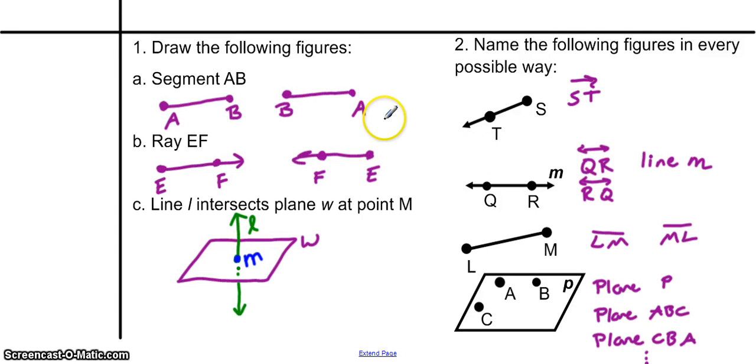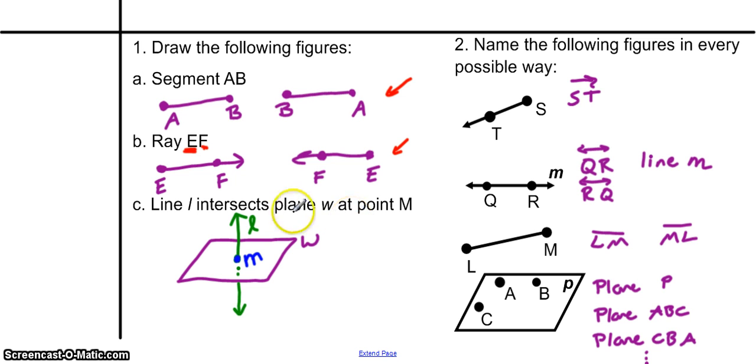Alright, let's take a look. First up, we've got segment AB. There's some examples that you could draw. Next, ray EF. Here's some examples. Make sure that no matter what you've drawn, your ray has an endpoint at E, because that was our first letter, and has an arrow through point F. That's important. C is difficult. Definitely difficult, and we'll deal with more of this kind of stuff in class.